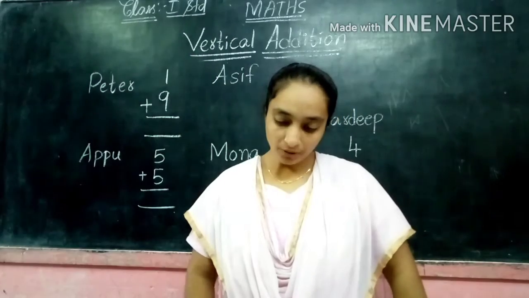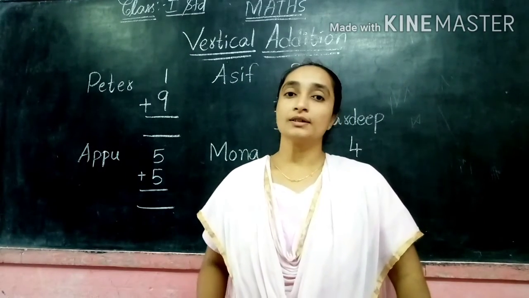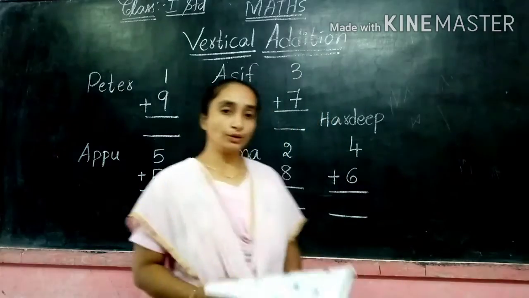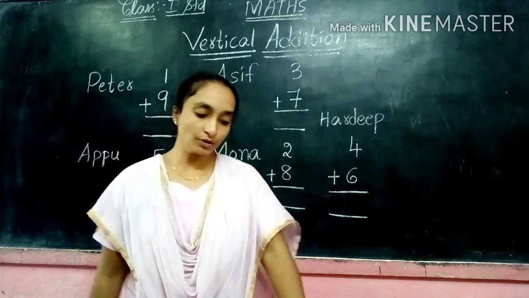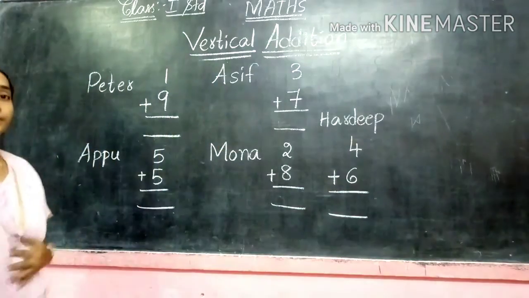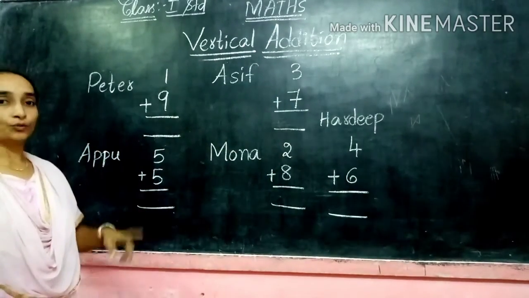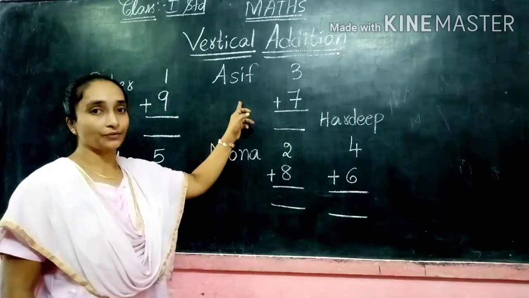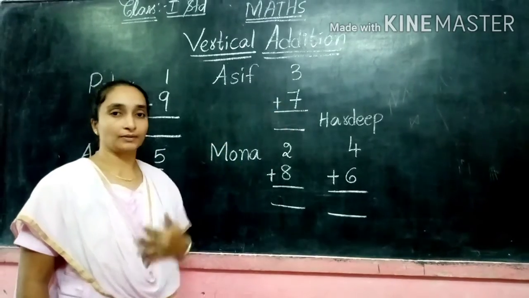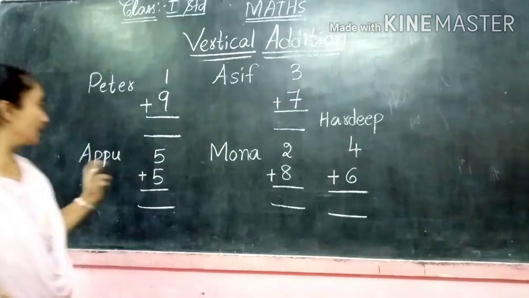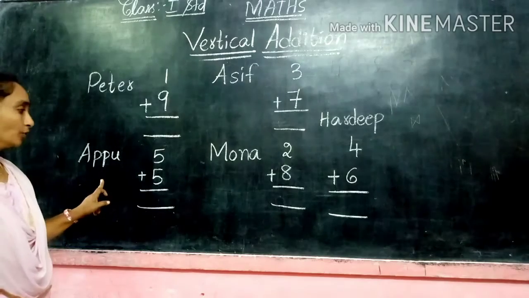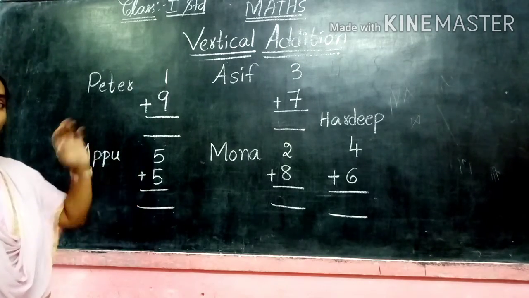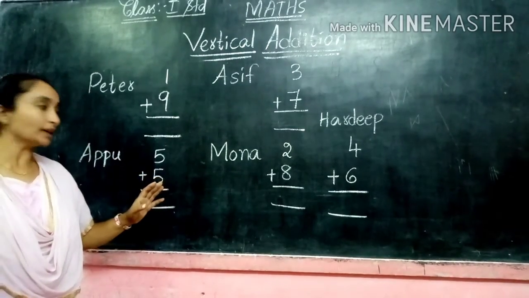Children, in the page number 101, here some 5 children are there holding the numbers in their hands. So the first boy here we can see, children, in the textbook. The boy is Peter. Peter is holding 1 in his hand and 9 in another hand. Here another boy is Asif. 3 plus 7 he is holding. And here Apu, another boy, he is holding the numbers 5 plus 5. So 5 he is keeping in his hand, another 5 is in another hand.